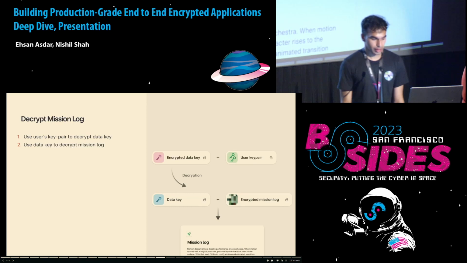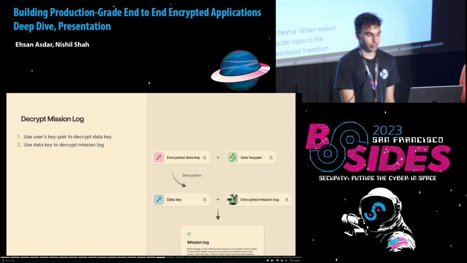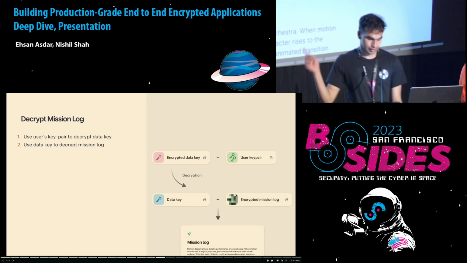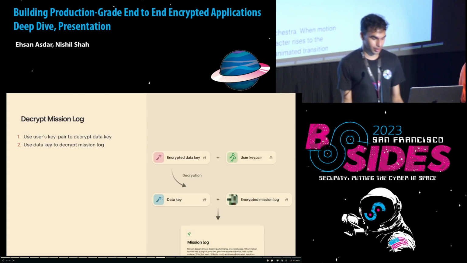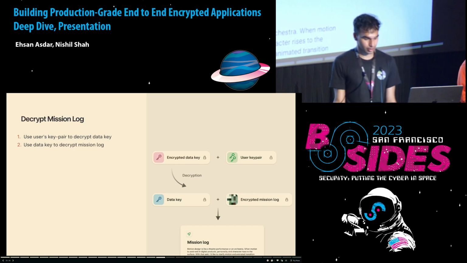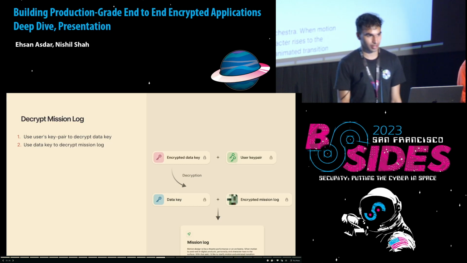Now let's walk through how decryption works. To decrypt, we'll use a user's key pair to decrypt this data key, which is fast because the data key is small. And then we'll use the data key to decrypt the mission log. So you can see in this diagram right here, there's an encrypted data key with the user's key pair. We do decryption, we get the data key out, and then we use the data key with the encrypted mission log, and we'll get the plaintext mission log out.